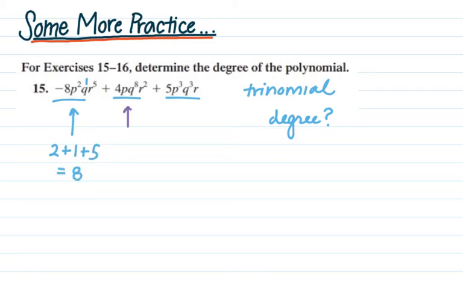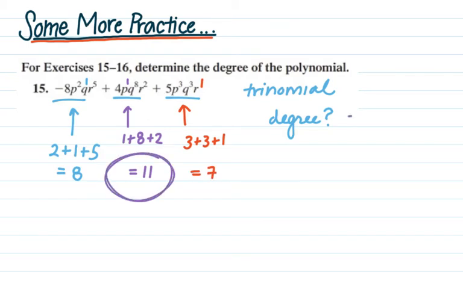For the second term, again, it's p to the power 1 plus q to the power 8, r to the power 2. The degree in that term is 11. And then lastly, this one is p to the power 3, q to the power 3, r to the power 1. The degree in that term is 7. So the overall degree will be the highest power, in this case, also 11. Okay, I hope this helps you know about the vocab words and about how to talk about polynomials.